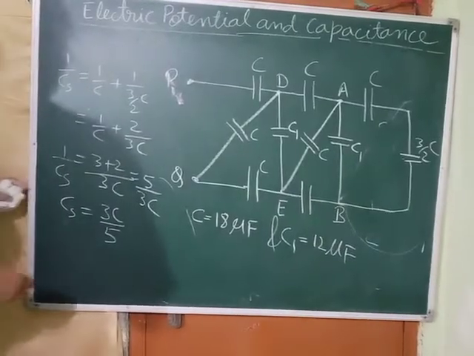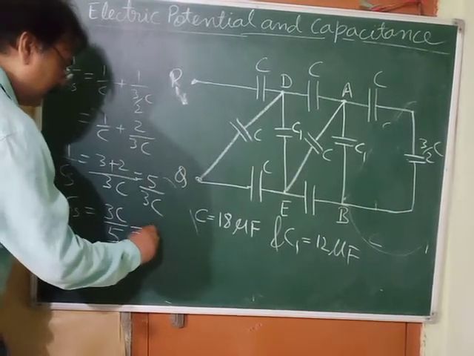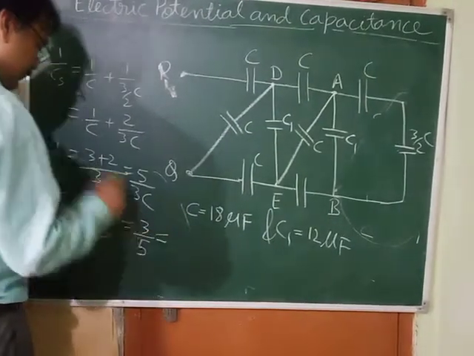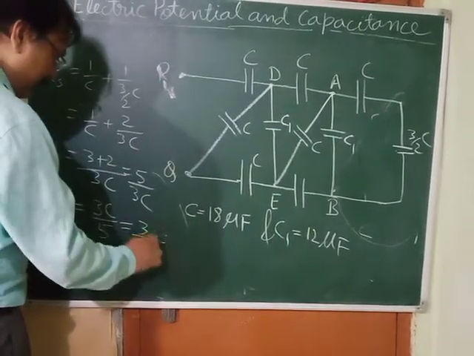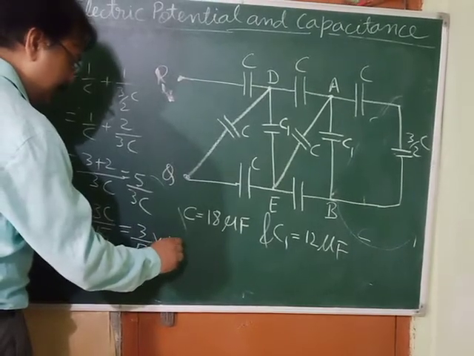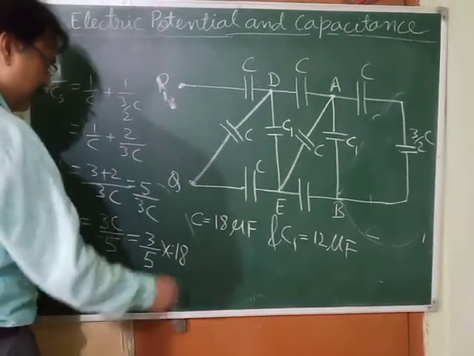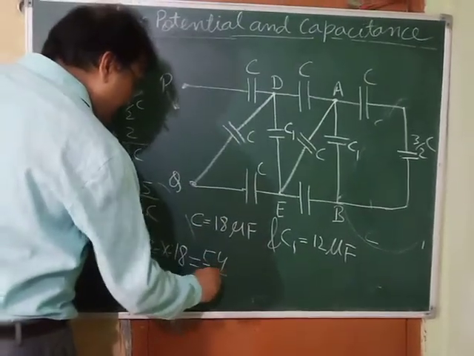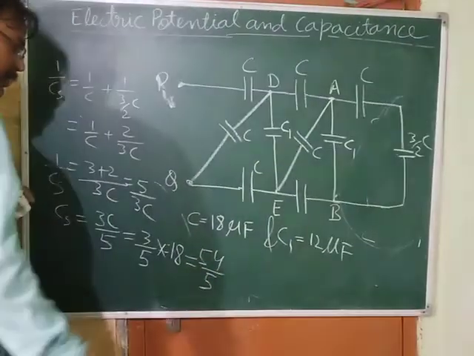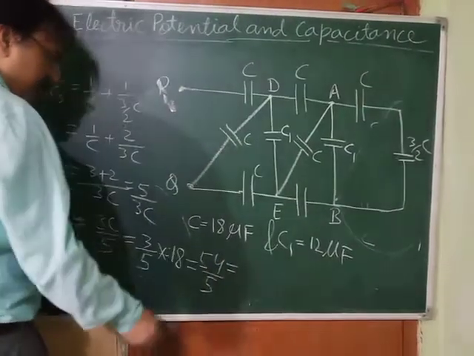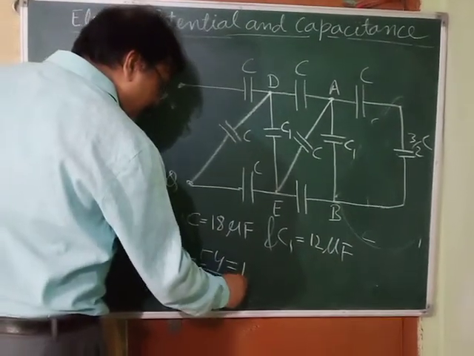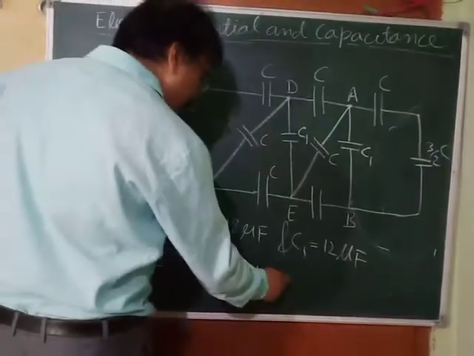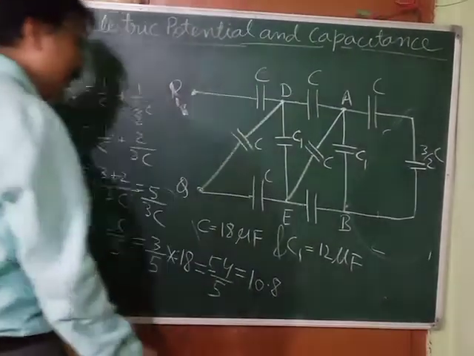Okay, and that is how much? If you want to find out the value, 3C by 5 is 3C by 5 into how much? C is 18. So you will get around 54 by 5. When you divide this, you will get 10.8.